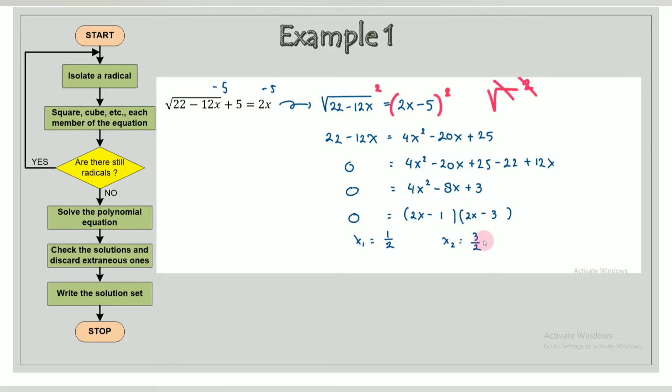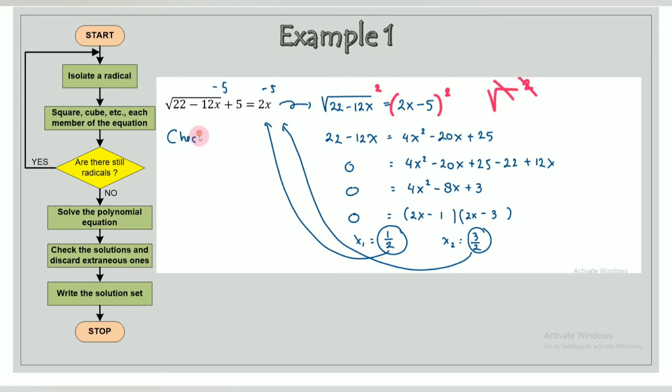So let's check now. Check the solutions and discard extraneous ones. So now let's check half in the original. Use the original one, okay? And then 3 over 2 also. Now this is the checking part.